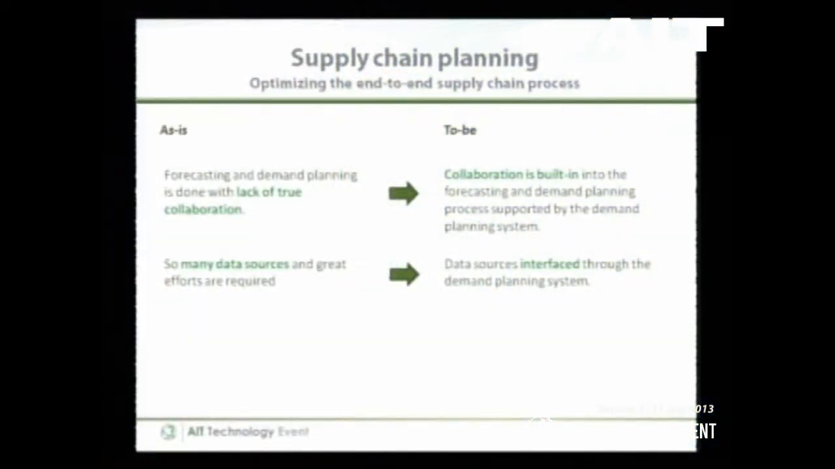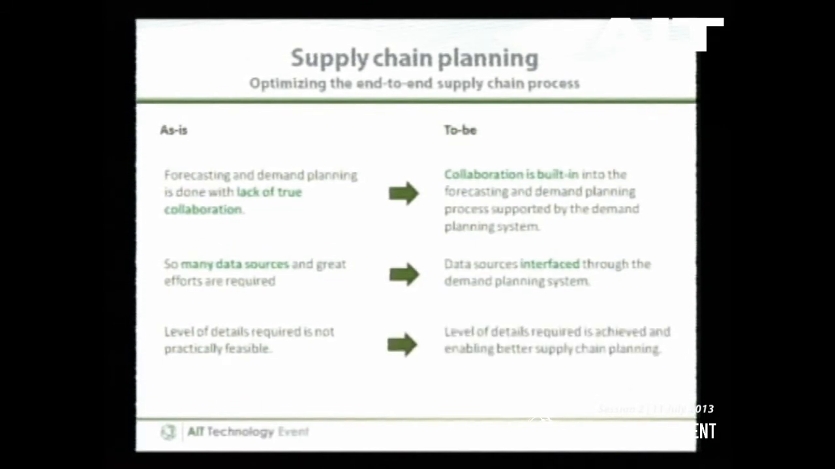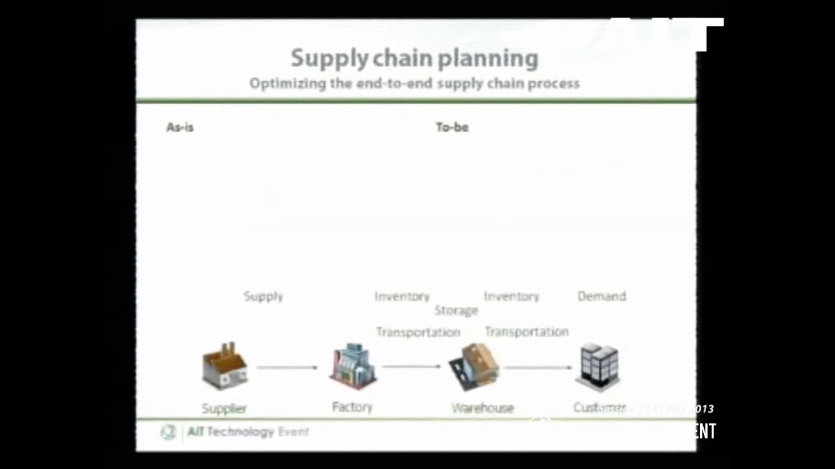Okay? That's the to-be. Other changes: the level of details required is not practically feasible before they implemented this demand planning. Why? Because they only do it at the group level of the data. They spend too much time already. They don't have time to go into much more detail. And so the level of details required to achieve and enable better supply chain planning is done because of this change of implementing the demand planning.